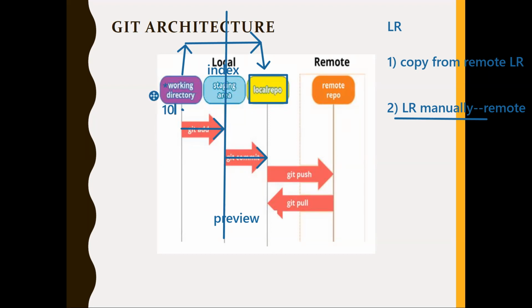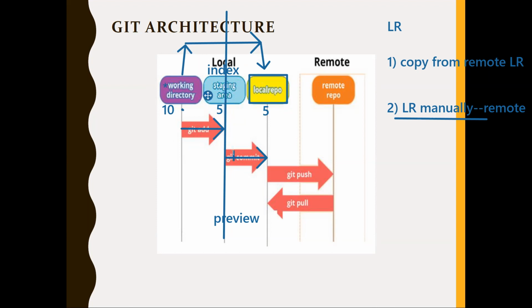See here in the working directory, let's suppose there were 10 files you are making modifications to. You want only 5 files to go to the repo because only those files were ready. Others were not yet ready, work in progress. So I just want to put only 5. So you will add only these 5 to the staging area.